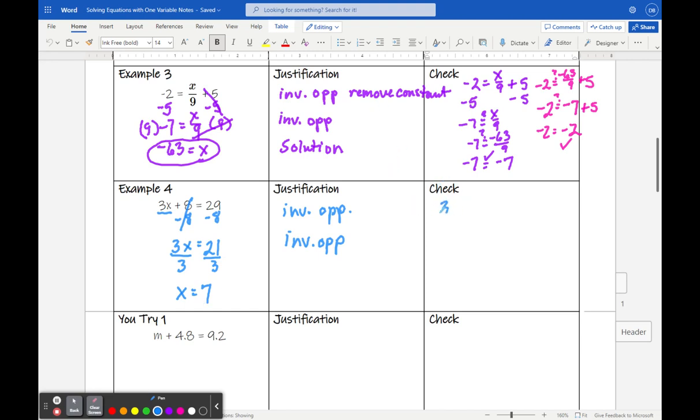Let's check that out. 3x plus 8 equals 29. 3 times 7 plus 8 equals 29 is my hypothetical. 3 times 7 is 21 plus 8 could equal 29. 21 plus 8 is 29, which does equal 29, and my solution is x equals 7.